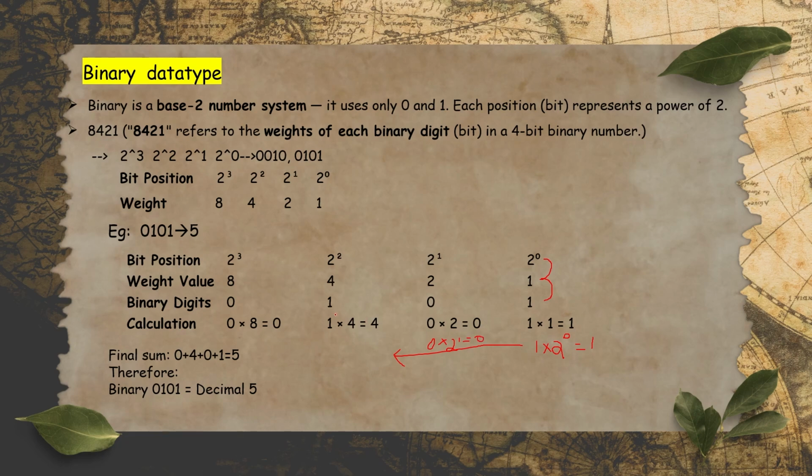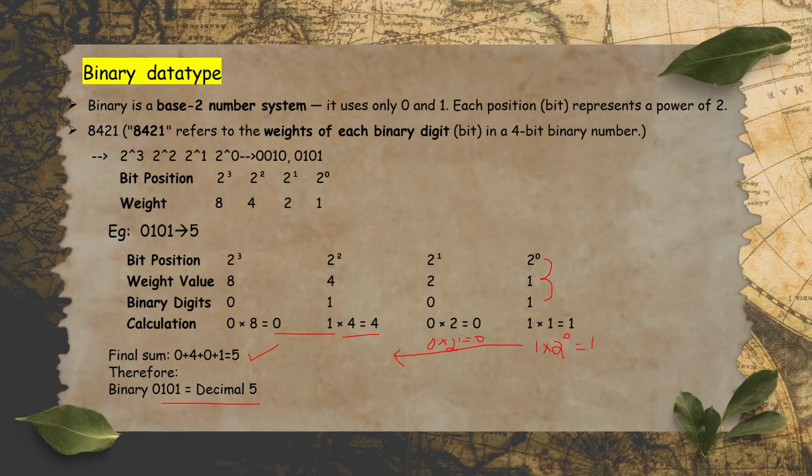Now the third bit, that is 1 into 4, or 1 into 2 power 2, is 4. And next, 0 into 8 is 0. Now what you will do is add the values. For calculation, you have to calculate from right to left. The final sum should be from left to right. So 0 plus 4 plus 0 plus 1. The final answer is 5. Finally, we converted a binary number to a decimal number. This is how it works.